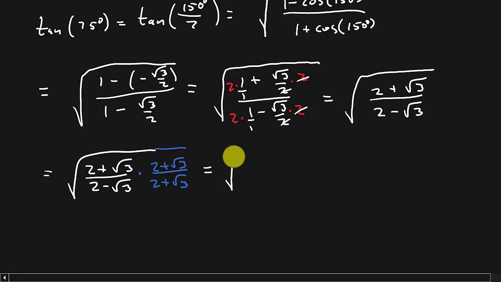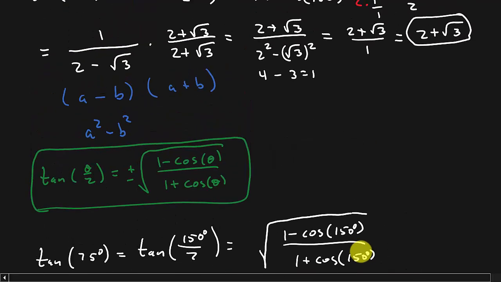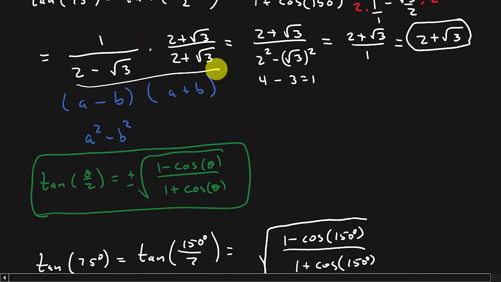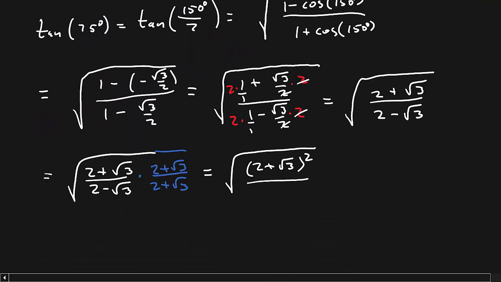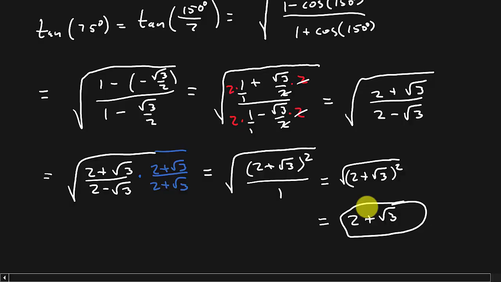And so this is going to be the square root of 2 plus square root of 3. Now I can FOIL that out, but let's leave it as that squared, right? And then remember, this 2 minus square root of 3 times 2 plus square root of 3, we did that right here, right? And what did that give us? That gave us 1. You see that? And so that's over 1. And so this is the square root of 2 plus square root of 3, all of that squared, which is just 2 plus square root of 3. And there's your answer.